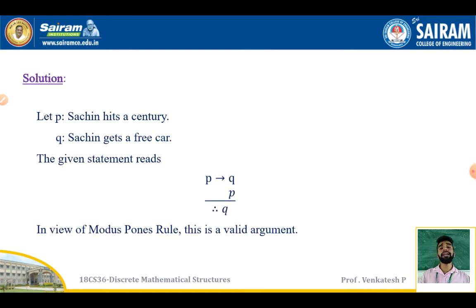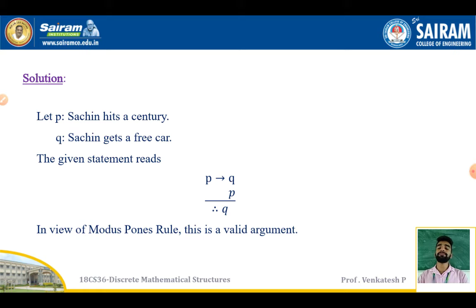Now first I am going to represent the given arguments in terms of P and Q, then I am going to use the rule of inference. So first let me assign the propositions P and Q. I am taking the proposition P as Sachin hits a century, and Q as Sachin gets a free car. Then I am going to rewrite the given arguments in terms of P and Q.